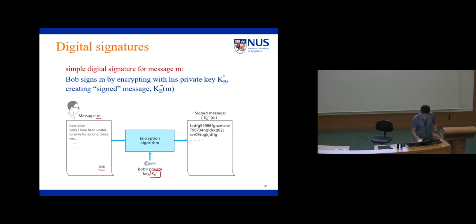So Bob sends the message encrypted with the private key. Is it good? Any questions?